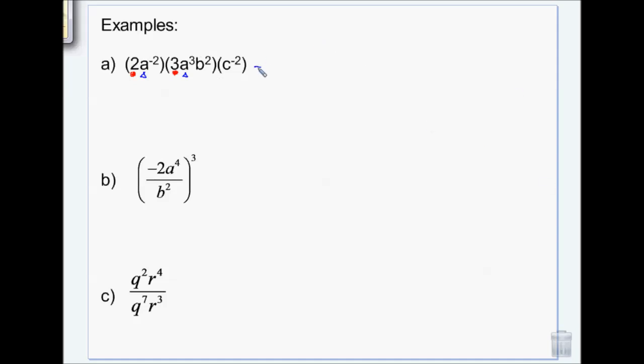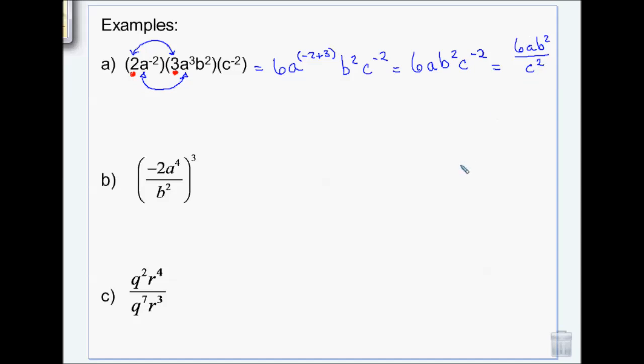So when I multiply this, 2 times 3 is 6. A to the negative 2 times A to the third, I'm going to add negative 2 plus 3. So I'm just going to put that in here. You don't have to write this step if you don't want to. And then I have a B squared that's hanging out and a C to the negative 2. So that's going to give me 6AB squared C to the negative 2, but I'm not finished yet because I have a negative exponent. So I have to throw him in the basement because he's negative.